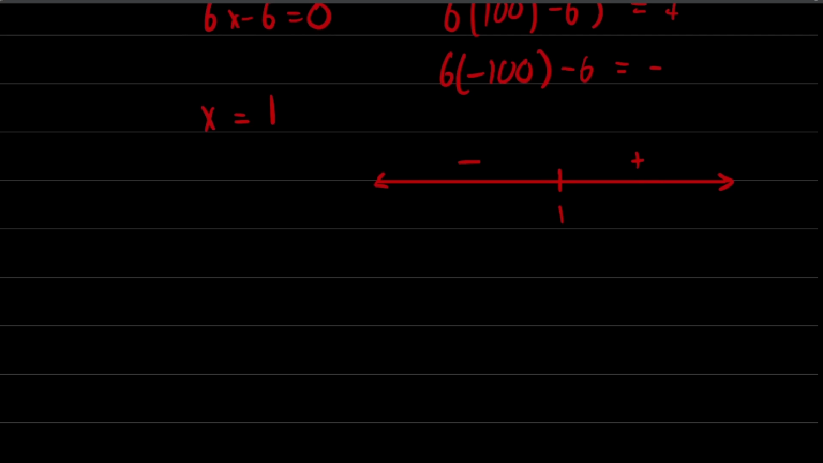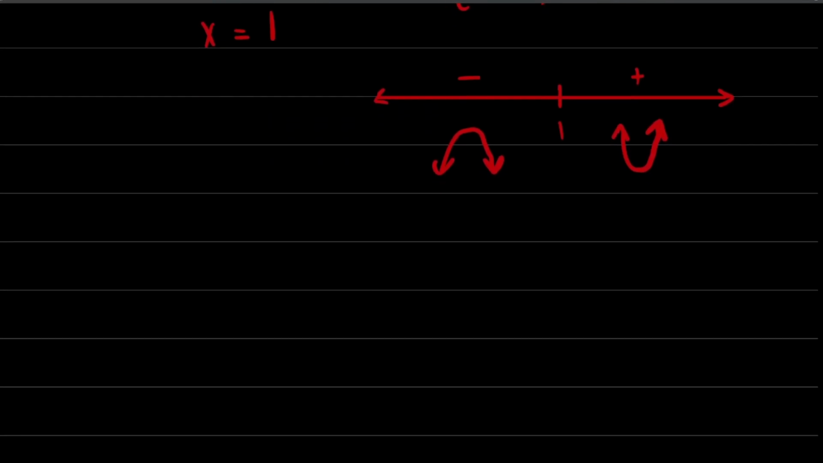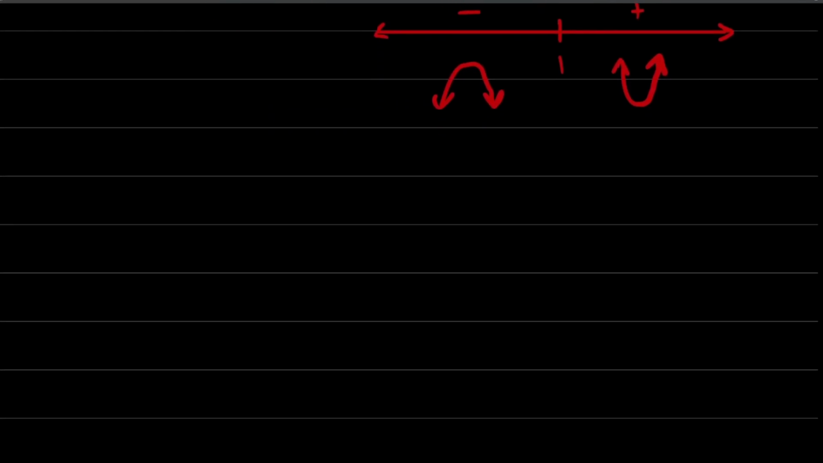So this section here is going to be negative, which means anything before 1 is concave down, and anything after 1 is going to be concave up. It's asked us as well to write our notation for that, so we can say CD, meaning concave down, from negative infinity to 1, and then CU, meaning concave up, from 1 to infinity.